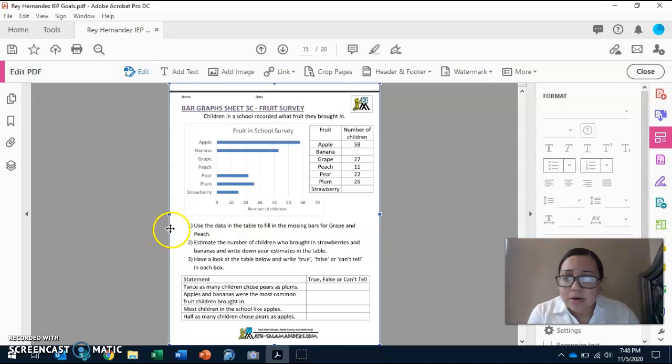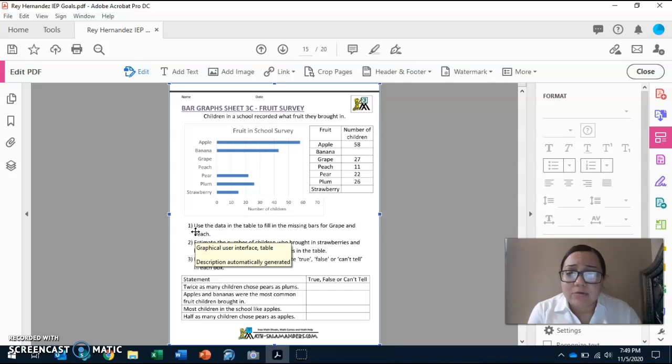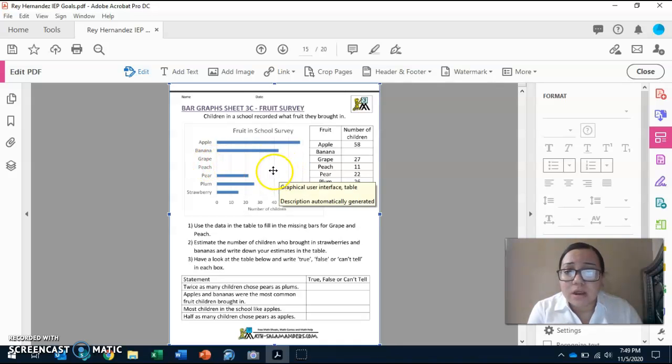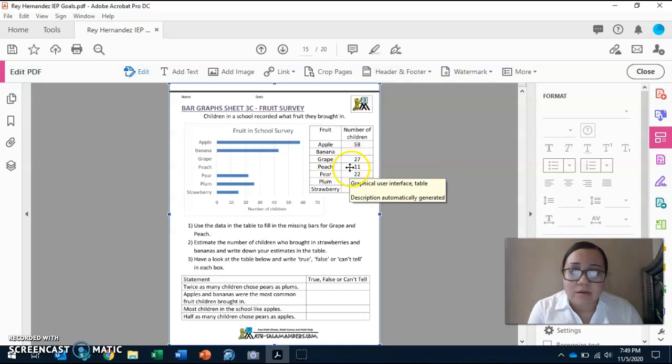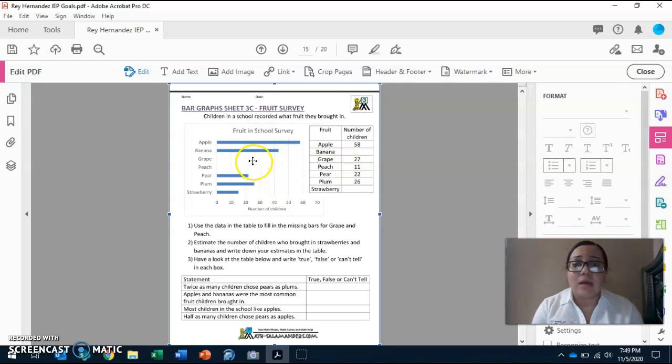And it says number 1. Let's start off with number 1. It says, use the data in the table to fill in the missing bars for grape and peach. So they want you to put in the amount of grapes and peaches the students brought. They don't give you the information here. However, if you look into your T-chart, grapes, it says 27 and peach 11. So if they don't give you the answers here, it will be here. You're going to use the information in your T-chart table and put it over here.